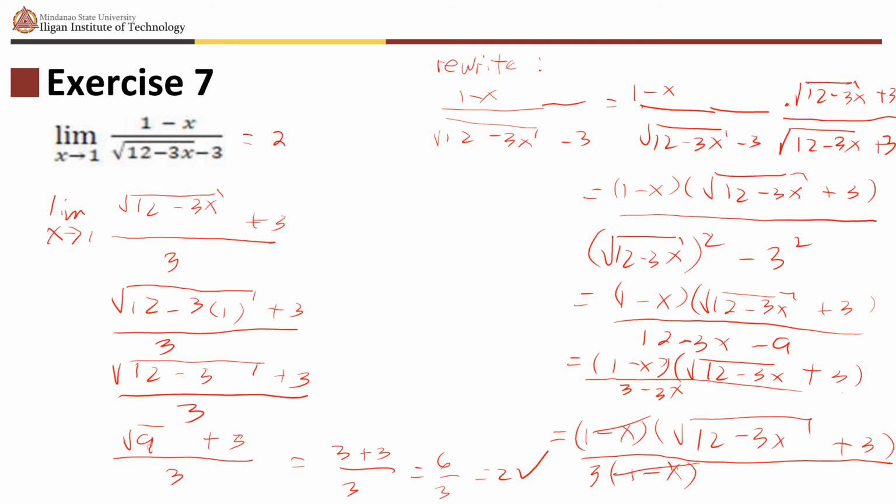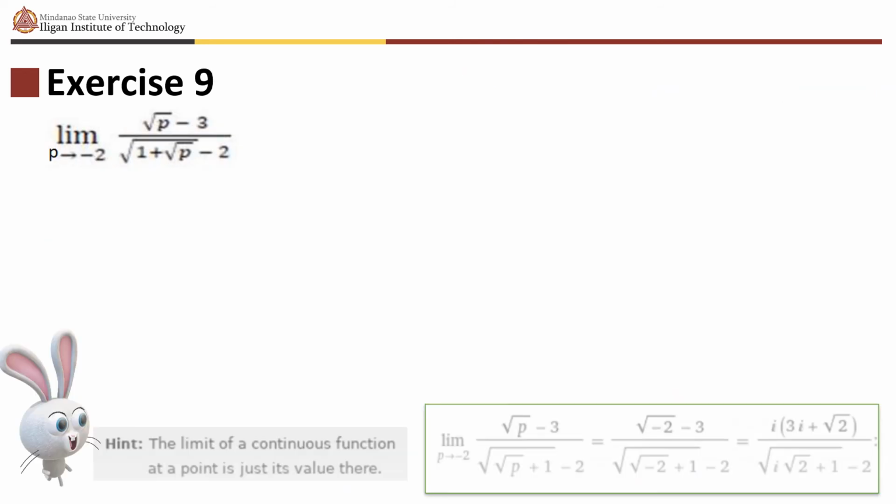Then we go to the last exercise for the odd numbered problem, which is the limit of the square root of p minus 3 all over the square root of 1 plus square root of p minus 2 as p approaches negative 2. Now, we have here a hint that the limit of a continuous function at the point is just its value there.